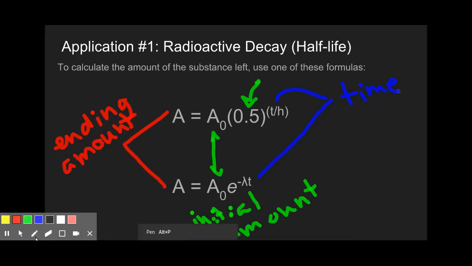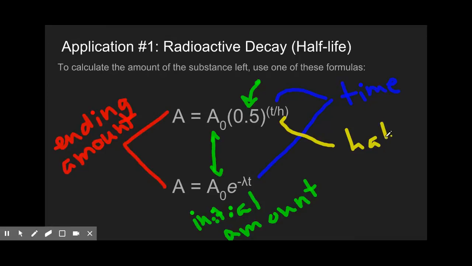And now each formula has one other variable that is different. So H is for half-life. In our previous example, it was 5,700 years. Your half-life is 5,700 years. Depending on what your radioactive substance is, it could be a lot less or a lot more.